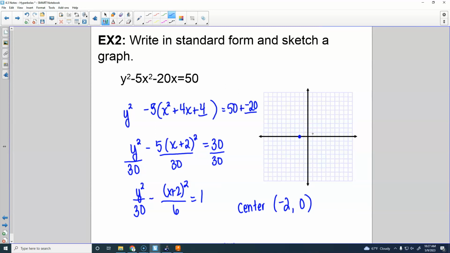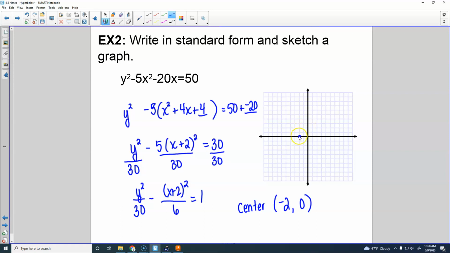And then, is this one going to open up and down or left and right? Up and down because the y is positive. So that means I need to go up and down. How far do I need to go up and down? Square root of 30, which is not a perfect square. So square root of 30 is going to give us 5.47. So 5.5 more or less.